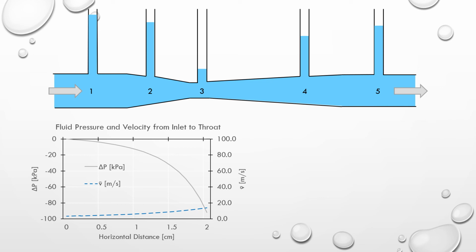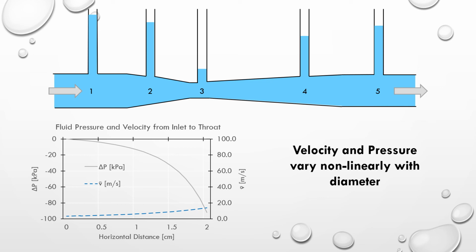In summary, both velocity and pressure vary non-linearly with diameter. Notice that pressure decreases more rapidly than the velocity increases because of the fourth-order relationship between pressure and diameter compared to the second-order relationship between velocity and diameter.